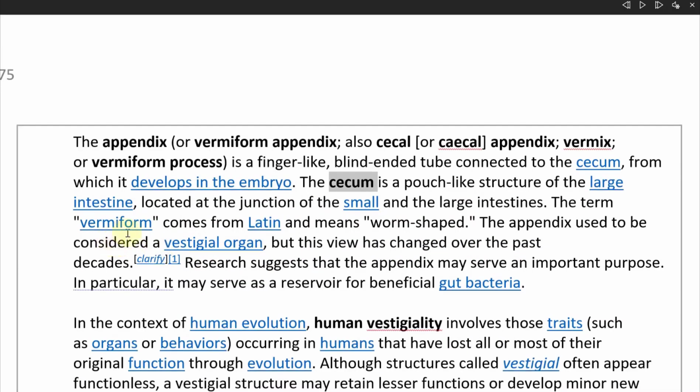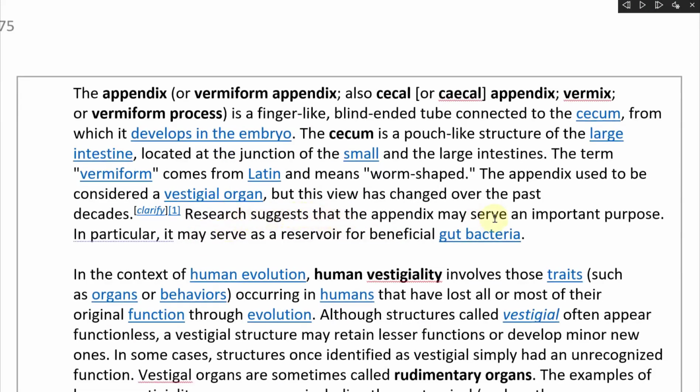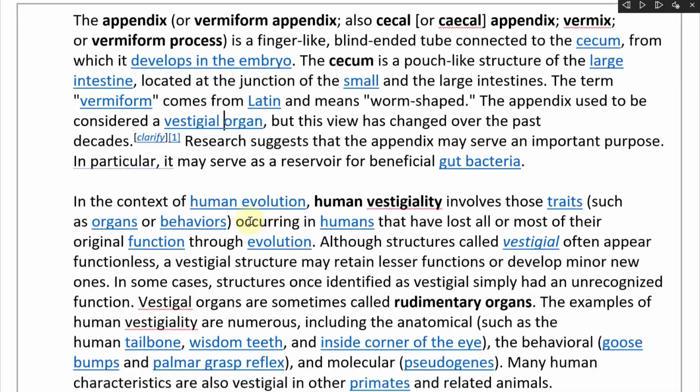The term vermiform comes from the Latin and means worm-shaped, and the appendix used to be considered a vestigial organ, see the pronunciation? Vestigial. But this view has changed over the past decades. Research suggests that the appendix may serve an important purpose. In particular, it may serve as a reservoir for beneficial gut bacteria.